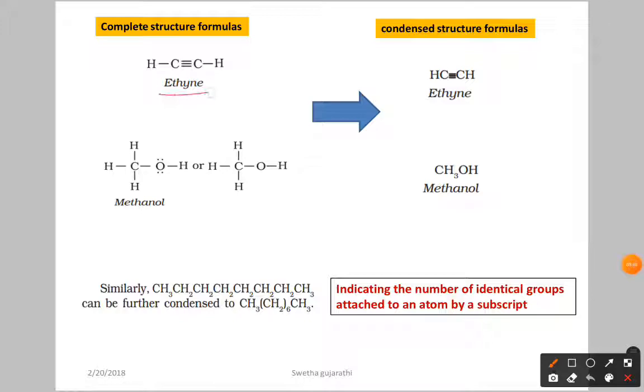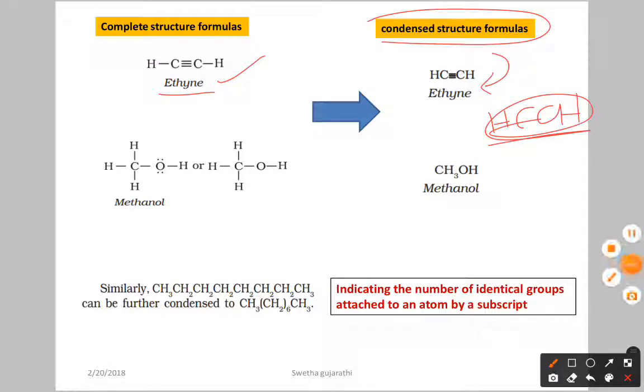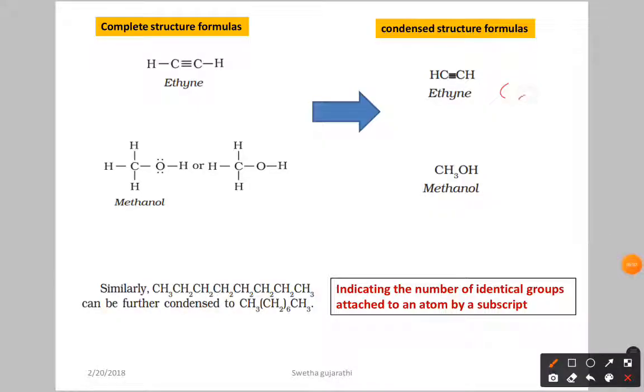Here this is the structure of ethane, the complete structural formula. Now the condensed structural formula: if you see, this is the structure of ethane, or you can omit the triple bond also. Simply you can write it like this also. So both are acceptable. You know very well we are going to write a formula as well: C2H2 means ethylene. So this indicates the condensed structural formulas.